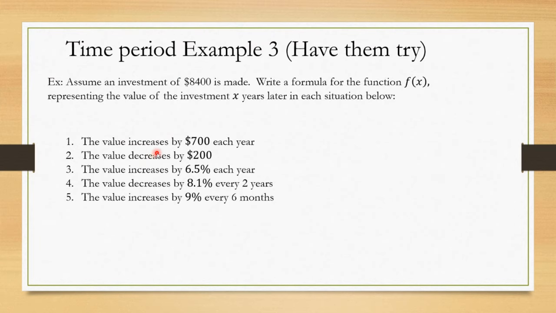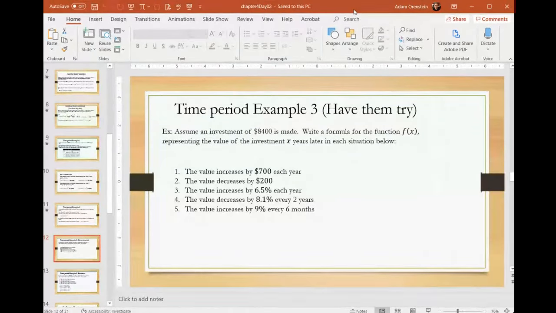So for the first one, we're assuming the value is increasing by $700 per year. Tell me, is that going to be an exponential function or a linear function? Anyone? That's linear, right? Yeah, linear, that's right, because it's changing by a dollar amount. If it was changing by a percent, then it would be exponential. So for the first one, that's linear.